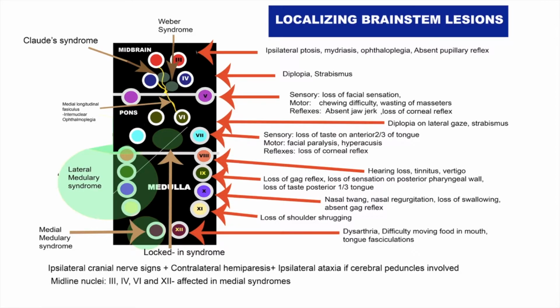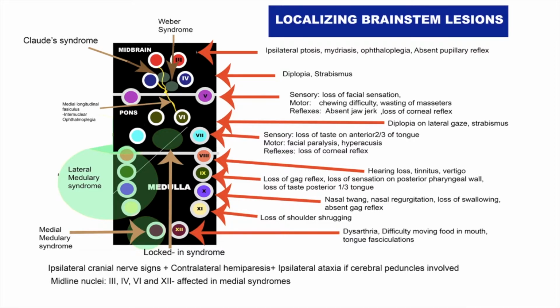In the midbrain, you have the third nerve and the fourth nerve nuclei in the midline. The fifth nerve nucleus lies in the junction between the midbrain and the pons. The mesencephalic nucleus of this trigeminal nerve lies in the midbrain, close to the level of the Edinger-Westphal nucleus, which is responsible for the pupillary light reflex.